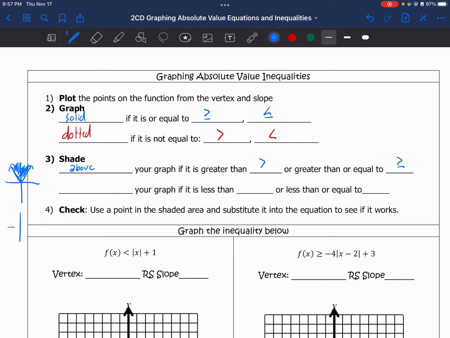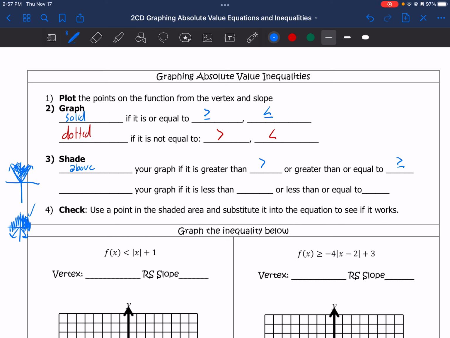This could also look like this, where if our graph was facing towards the negative direction, it would still be above our graph. If we have a greater than sign, we're going to shade above our graph. And when we're shading, we're trying to say that all of the shaded region will satisfy our function. So shading our graph like this indicates that everything in the shaded area is a solution to our problem. Everything that's not shaded is not included in our function.